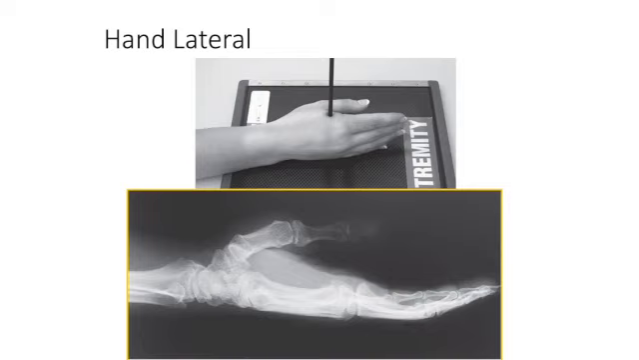This is a hand lateral view. Obviously very different view that we're going to get with an AP view or a PA view. What I want you to be able to do as well is identify those structures. You're going to see on the next slide we're going to have another opportunity to look at all the structures that we can see with the lateral view of the hand.